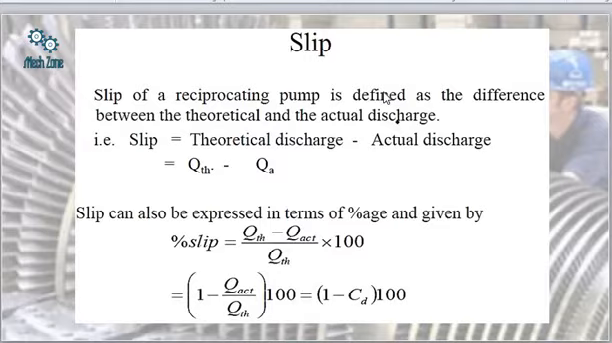Now we come to the topic of slip. The slip is the difference between the theoretical discharge and the actual discharge, and slip is generally expressed in terms of percentage.